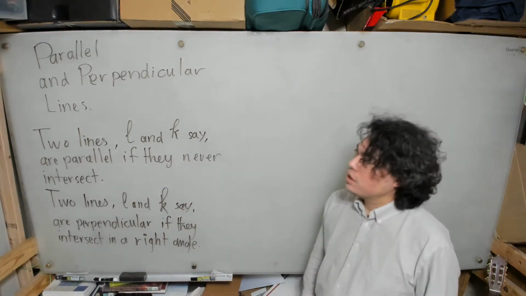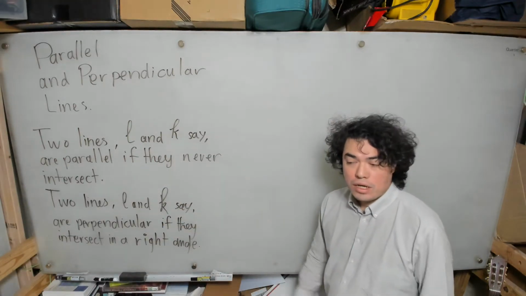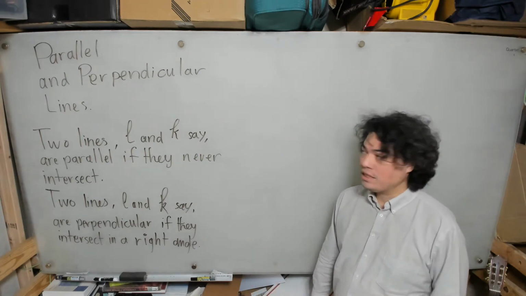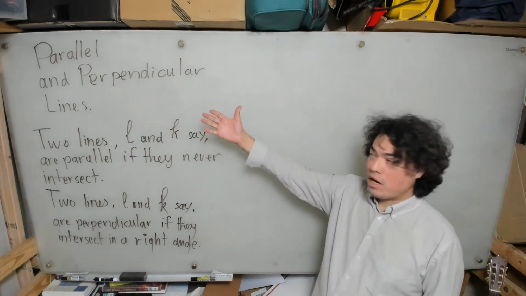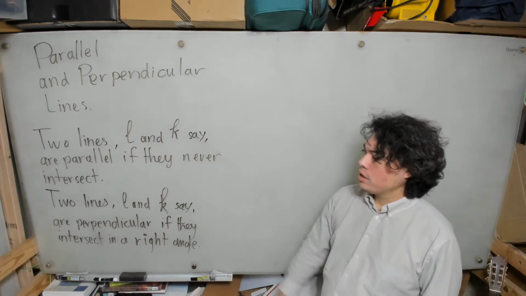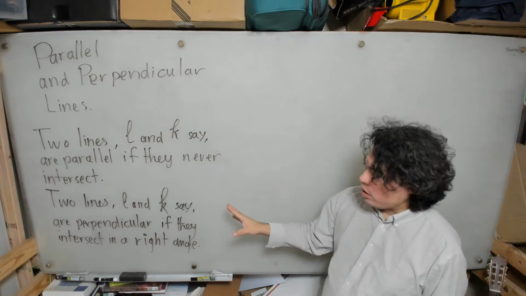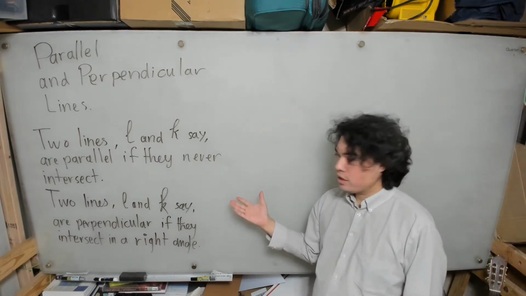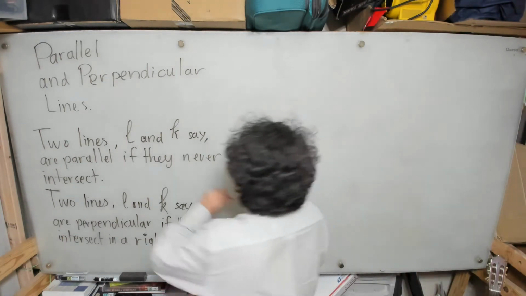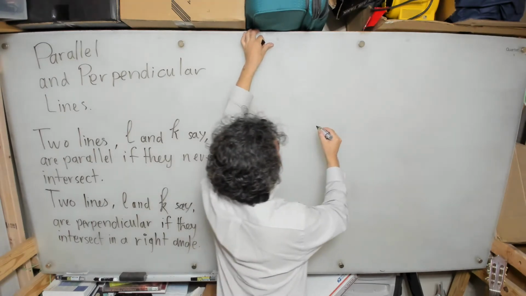So now we're going to discuss a particular characterization of certain kinds of lines. That is to say, parallel and perpendicular lines. Now from geometry, we know that two lines, let's say L and K, are parallel if they never intersect, if they never touch. Your typical example is like this.